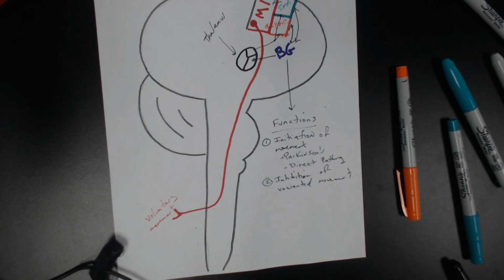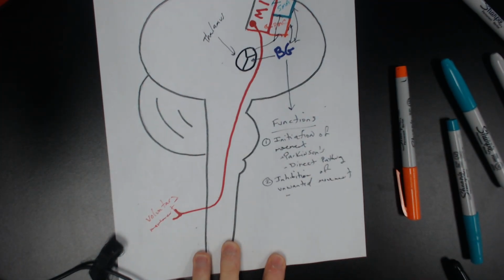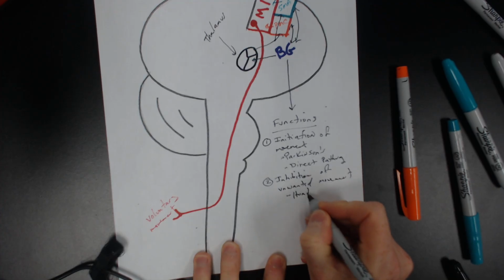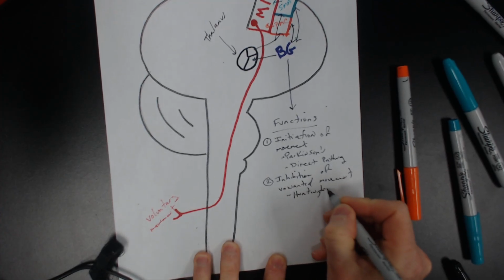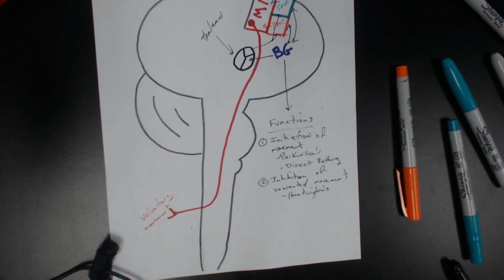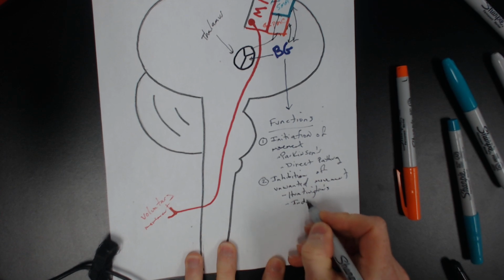An example of a disease process of the basal ganglia that has a lot of unwanted movement is Huntington's disease. The pathway that's responsible for inhibiting that unwanted movement is known as the indirect pathway.